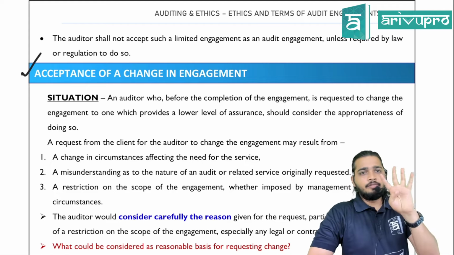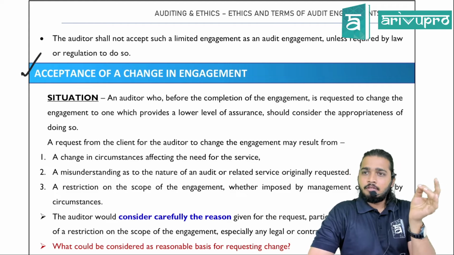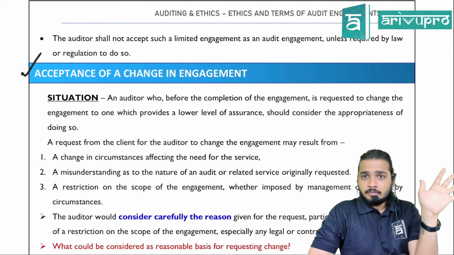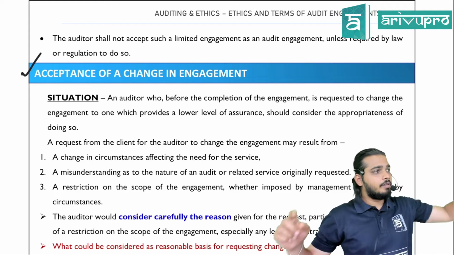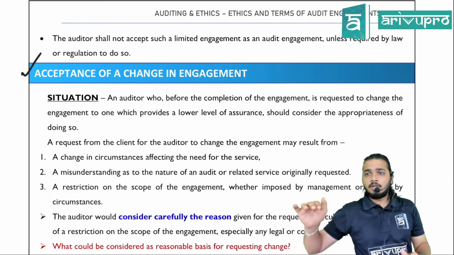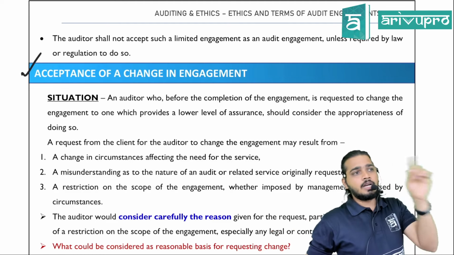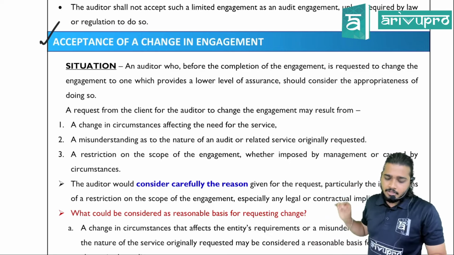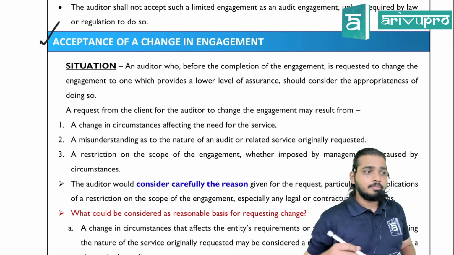Now there are actually 4 types of opinion. Clear? Best, good, bad, worst. Unmodified is the best. Disclaimer is the worst, on a scale of 1 to 10. So these are extremes. Unmodified is the best opinion you can get. Disclaimer is the worst opinion you can get. Okay, let's not go into the other ones because we have a dedicated standard for it. We will discuss it there. Right. Next, acceptance of a change in engagement. Engagement here means what?